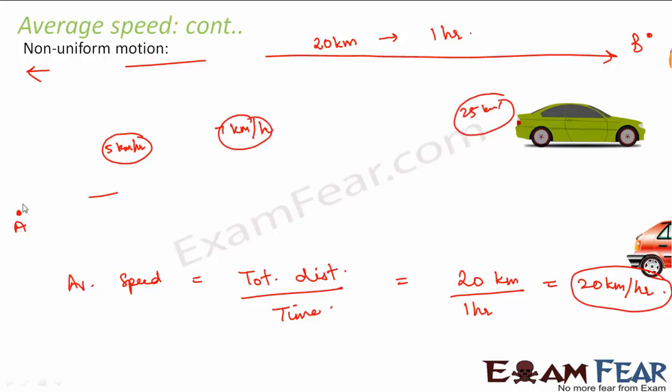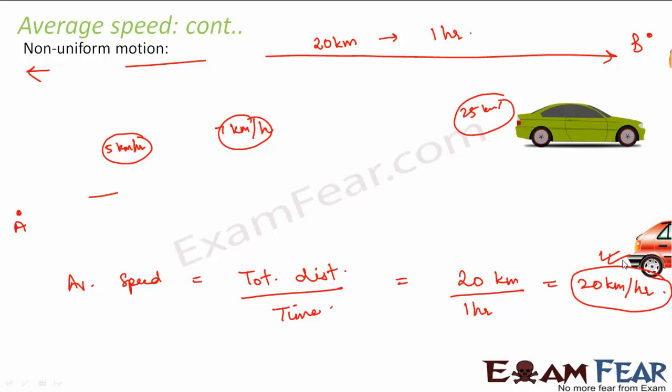But when I talk of average speed, I am talking about the average speed for the entire journey. So when I say that the average speed of the vehicle is 20 kilometers per hour, I don't know what the speed of the vehicle was at every instant of time. Maybe that was different. But if the vehicle had traveled uniformly, covering equal distances in equal intervals of time, it would have covered 20 kilometers in every 1 hour, right? So now you understand the significance of average speed. Average speed tells us the speed for the entire journey.